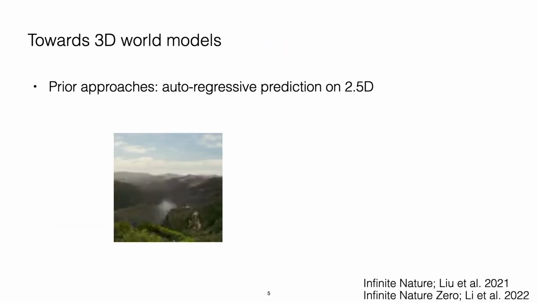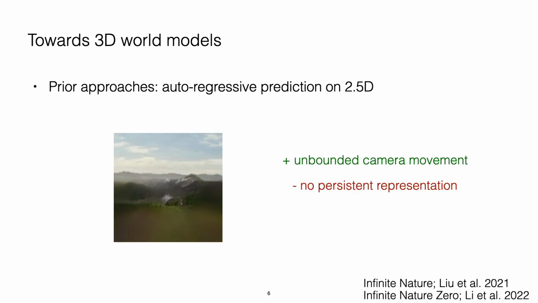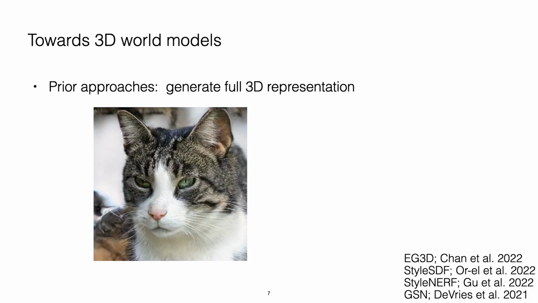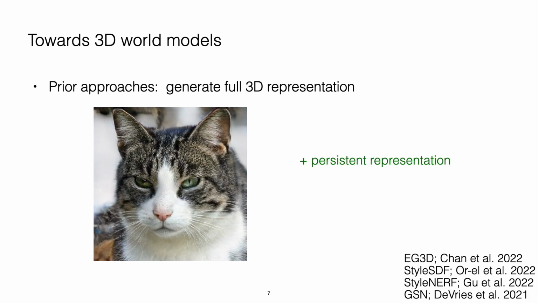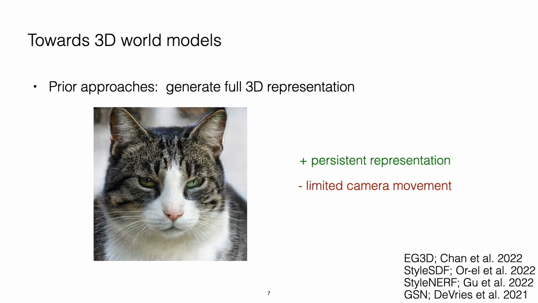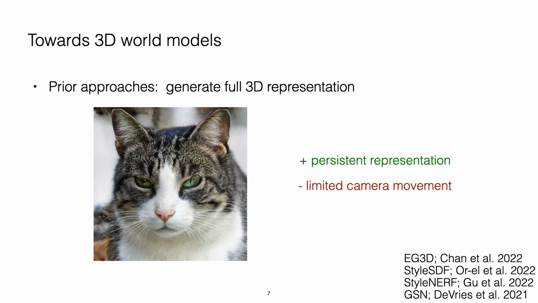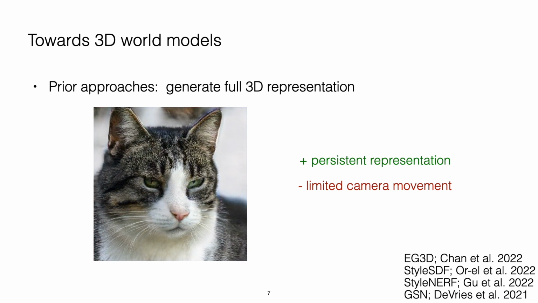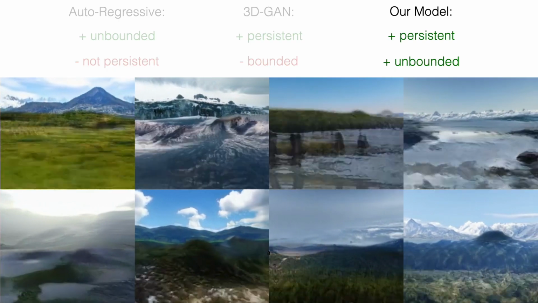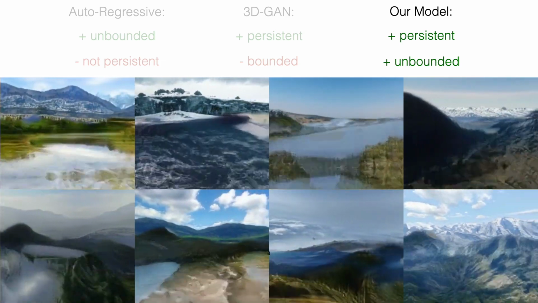Our model is based on 2 threads of prior work. One is autoregressive prediction, which can support unbounded camera movement, but there is no persistent representation, so the scene looks different when moving backwards. On the other hand, recent 3D generators have a persistent global feature representation, but they tend to operate on domains with limited camera movement, such as forward-facing, object-centric, or indoor scenes, by training on a volume of limited extent. Our model aims to combine the strengths of these 2 previous approaches, and we show examples of our model output in the videos below.